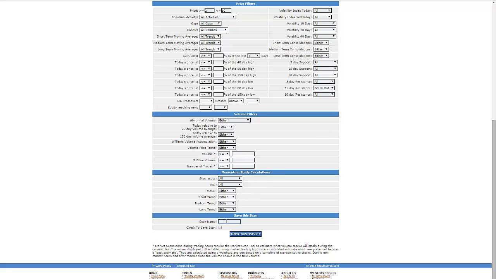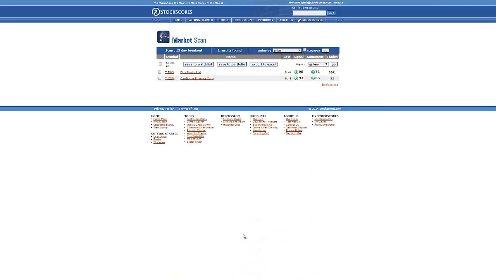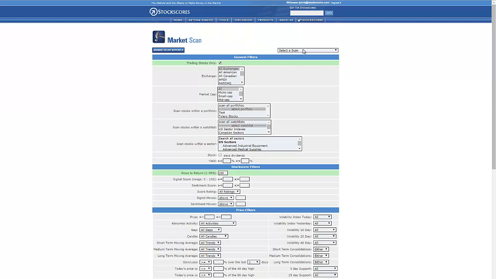So we'll just call this scan 15-day breakout and click on check to save scan. When I run that report, it's not only going to do the search, but it's also going to save that scan with that name. So when I come back to the market scan and I go to this pull down menu over here, if I go down to the bottom where it says My Saved Scans, there you can see the 15-day breakout that I saved.